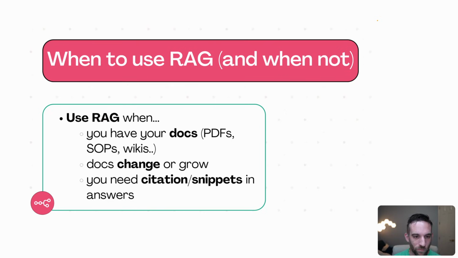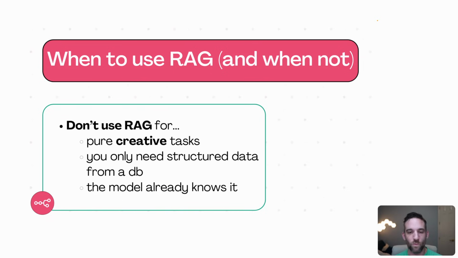So when to use RAG? Well, you want to use RAG when you already have your documents, like you have PDFs, your wikis, any other type of document, and these documents can change or grow over time. And if you also need citations or snippets as part of your answers. You don't want to use RAG if you're just doing pure creative tasks, right? You don't need to save any of these vectors inside of a vector database. For pure creative tasks, just talk to the LLM.